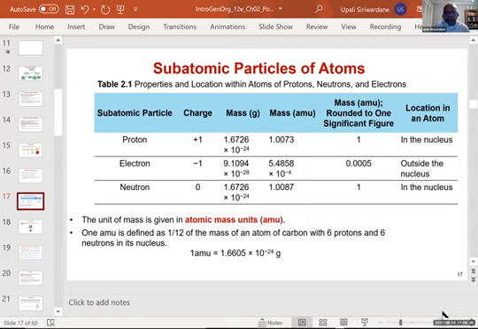The mass of an electron is about 1,000 times less than the mass of a proton, 10 to the negative 4. The masses of a proton and a neutron are almost equal, but the neutron has a slightly larger mass, 1.0087. The reason for that we can explain now.